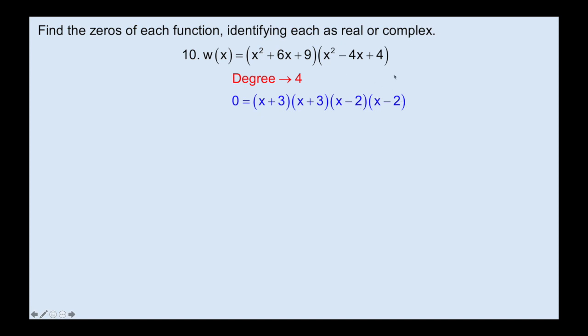Now, as I set them each equal to 0, I end up getting 2 of these. So again, I'm going to call that a double 0 at negative 3. And then again, 2 of these, and that's going to become 2, and that's again a double 0. In both cases, they are going to represent real solutions.